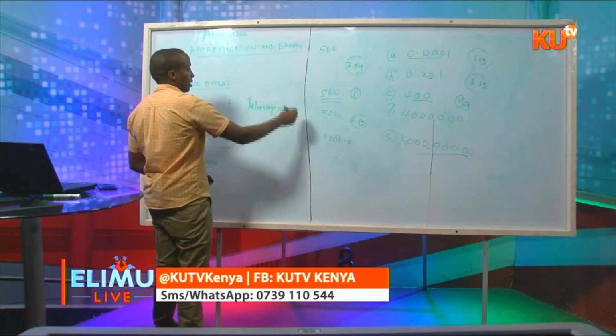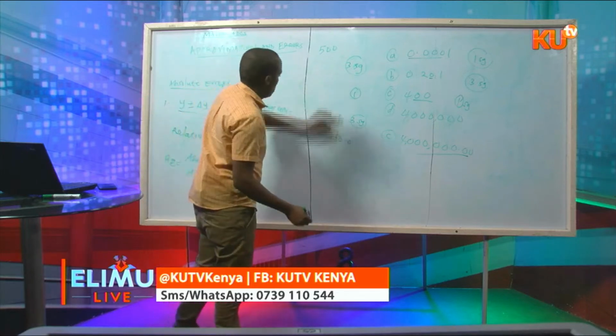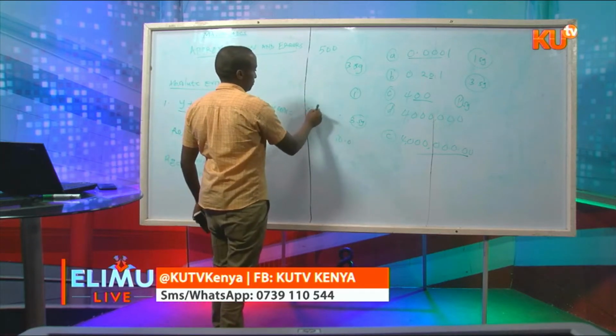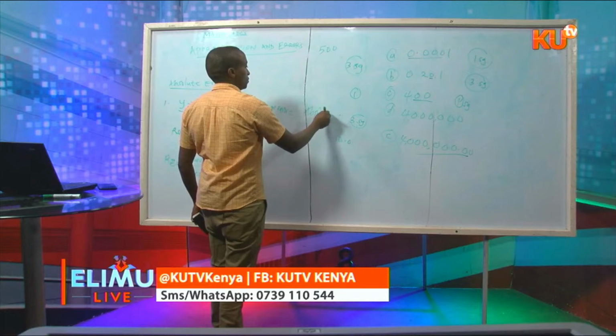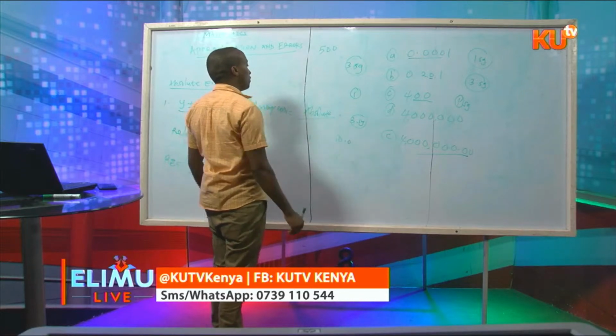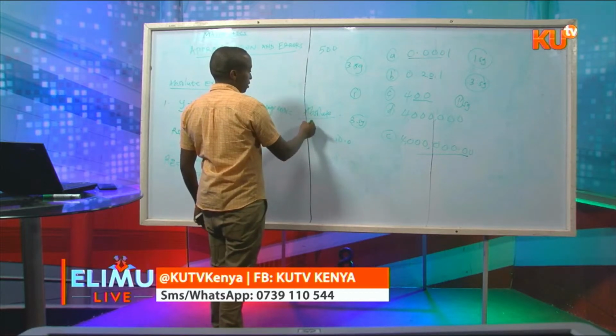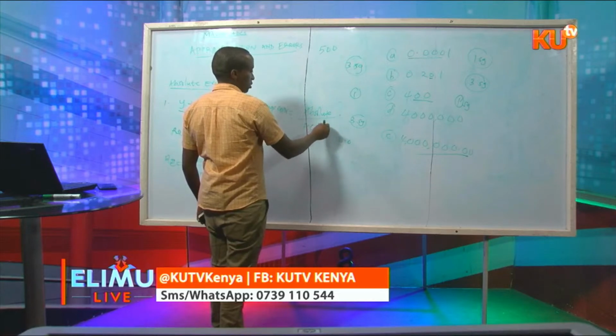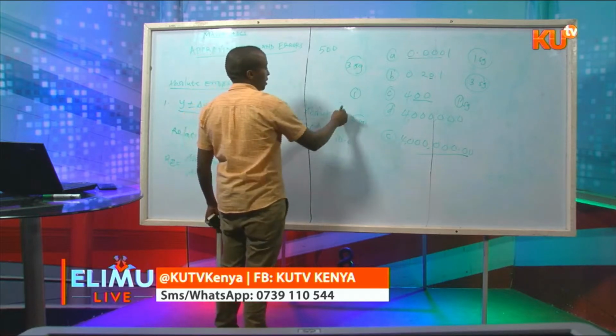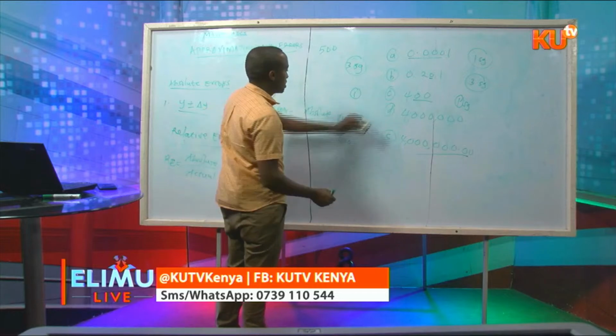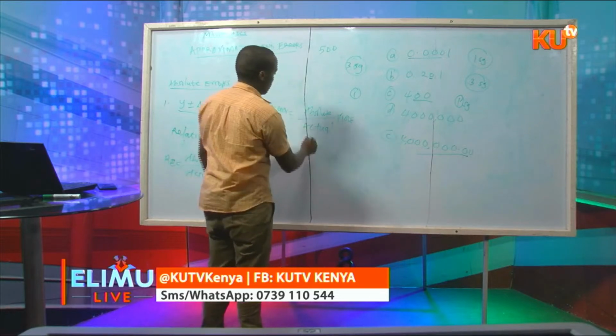Percentage error, which is now absolute, you divide by actual, which is relative, you multiply by 100. You can simply denote it by that: relative.